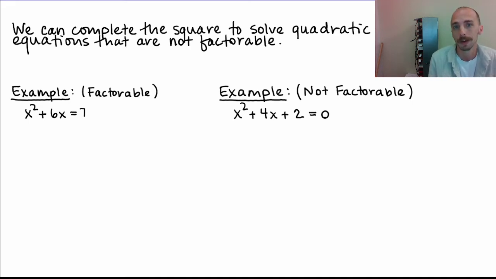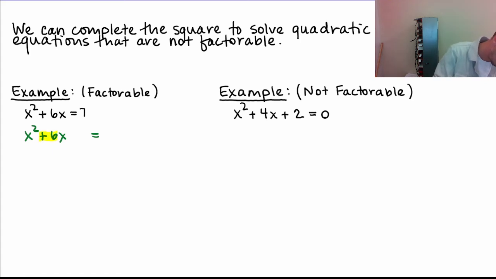I'm going to start with one that's factorable, so that the numbers work out nice. But then I'll do one that's not factorable, and we'll see that it's still workable. So over here, I'm going to do the exact same thing. I'm going to say, okay, x squared plus 6x. I need to add some number to it to make it a perfect square. And I need to figure out what number that's going to be.